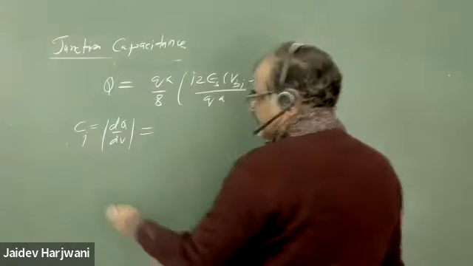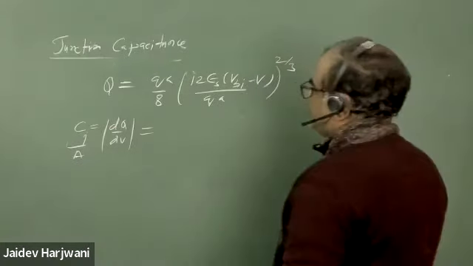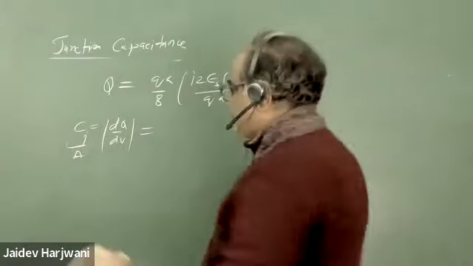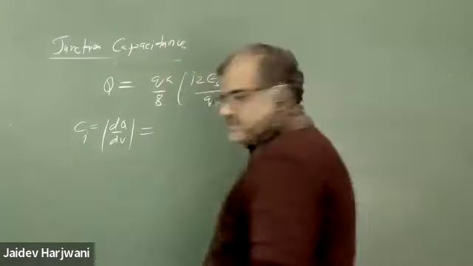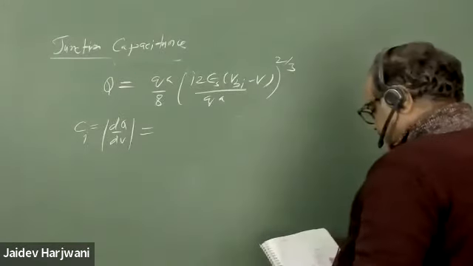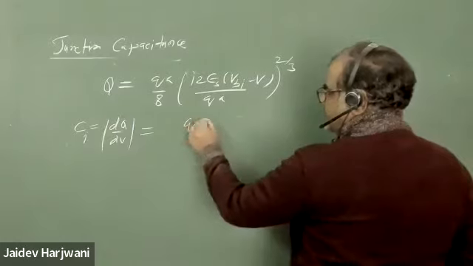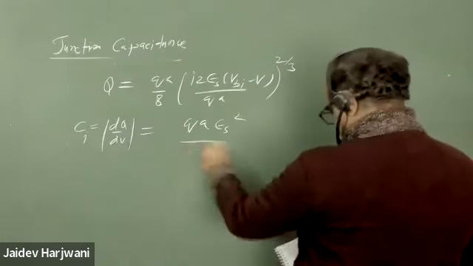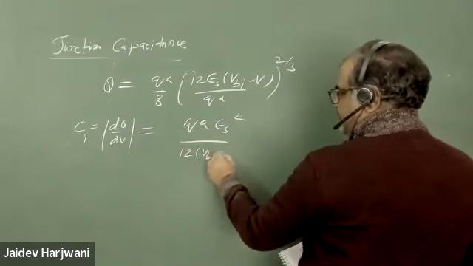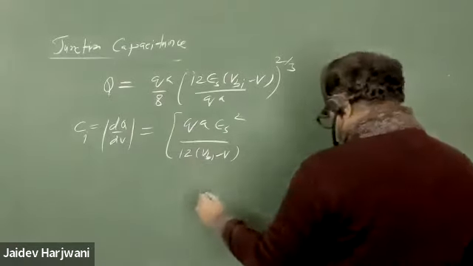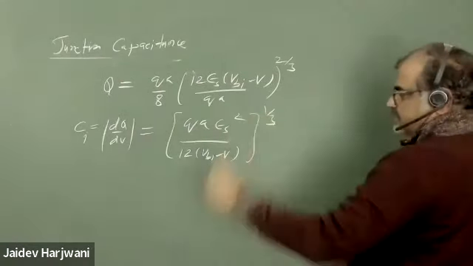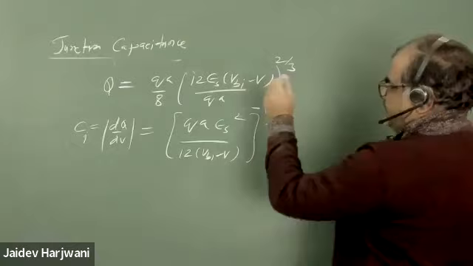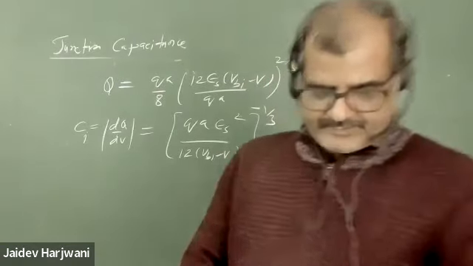Of course, this will be your Cj by A. Will A be there or not? This time A will not be there, because we have not calculated A. We have already been given charge densities. So when I solve this one, I'm writing only the final expression: QA, ES square, 12 (VBI minus V), and whole power 1 by 3. This type of expression I will get. Then dq by 2 by 3 minus 1 by 3, I'll get minus 1 by 3.